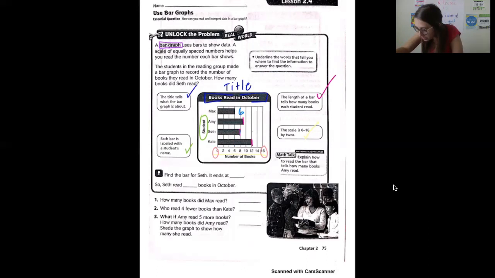How many books did Seth read? If you draw your line straight down, how many books did Seth read? 8. Good. Now I want you to look here. How many books did Kate read? I'm drawing my line straight down. If you said 12, you're correct.